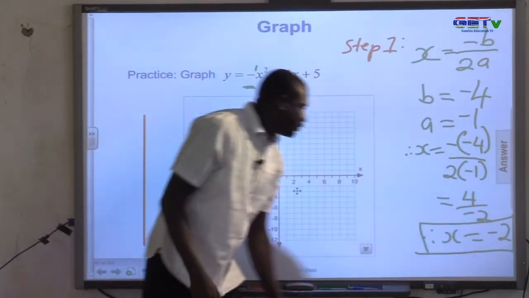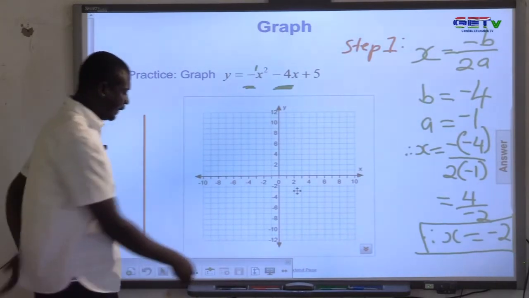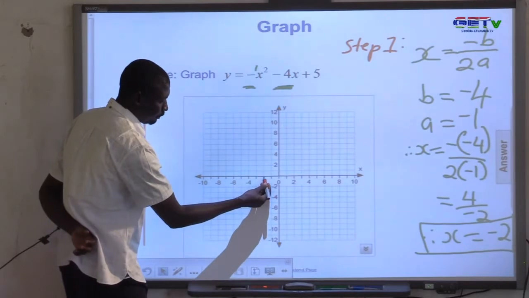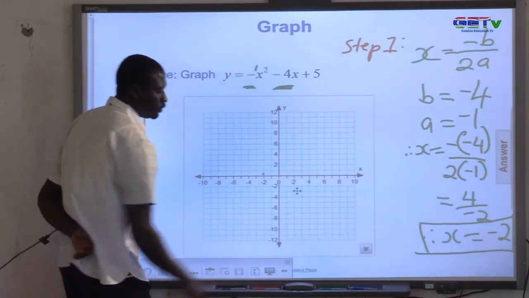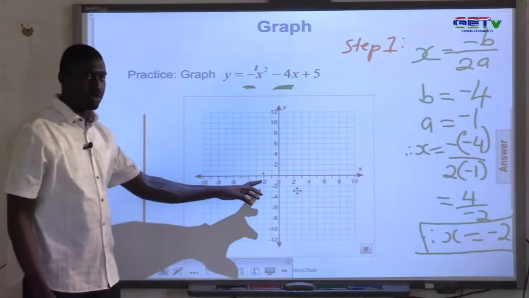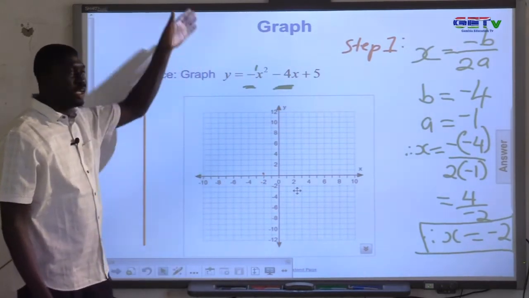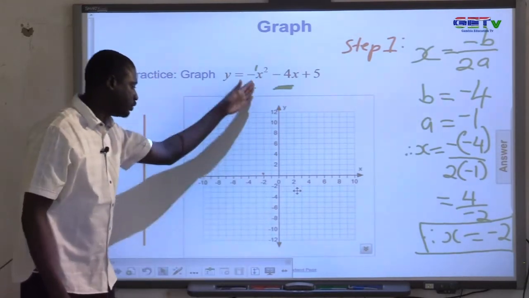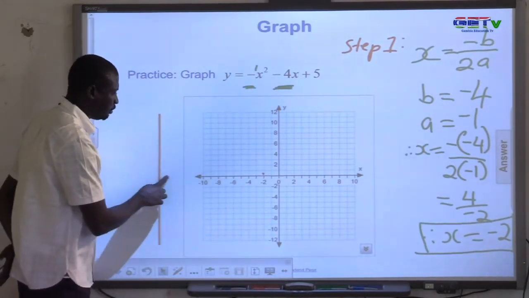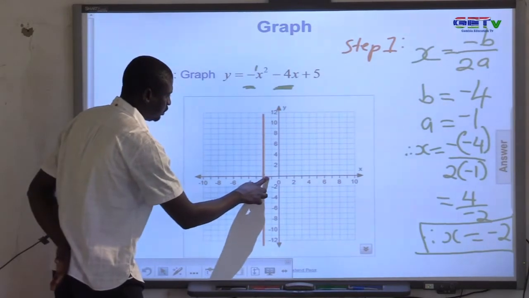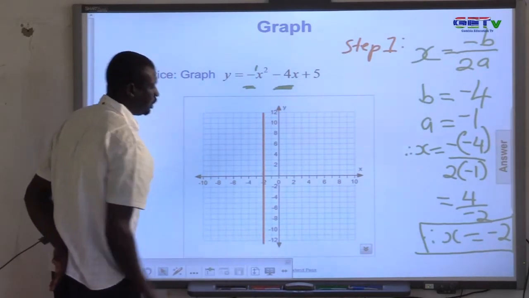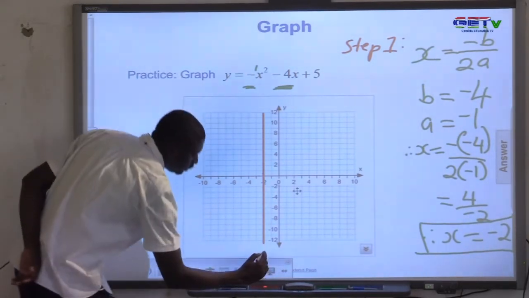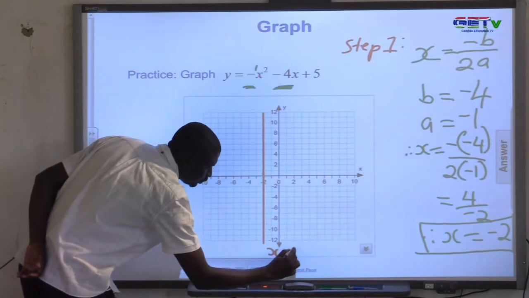x equals negative 2 on the graph sheet, on the Cartesian plane, is at this point here, where it is marked red. That is when x equals negative 2. So what we'll do is draw a vertical line at that point, when x equals -2. To do that, represent it with this. That is our line of symmetry. So line of symmetry, x is equal to -2.